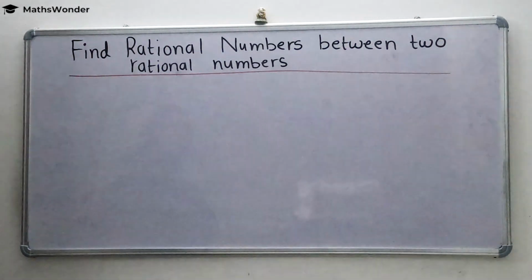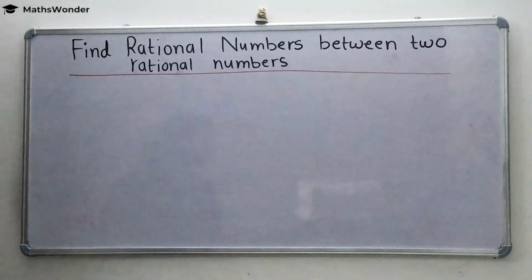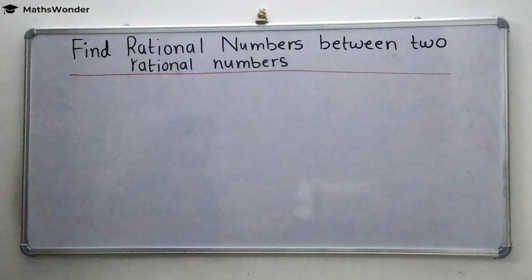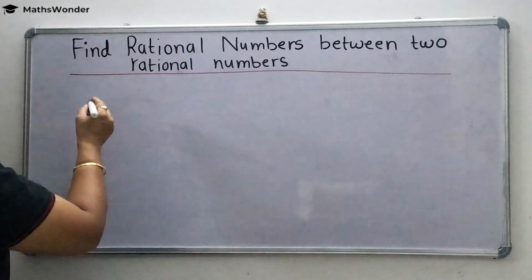So today's topic is finding rational numbers between two rational numbers. What is the concept behind this? How will you find a rational number between two rational numbers? As you know, there are infinite rational numbers between two given rational numbers.